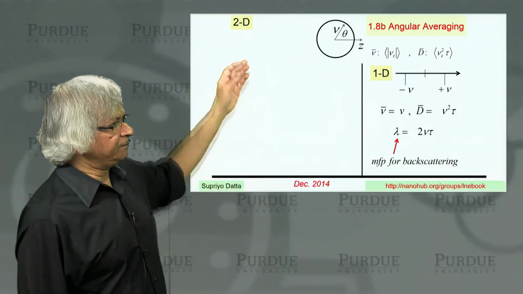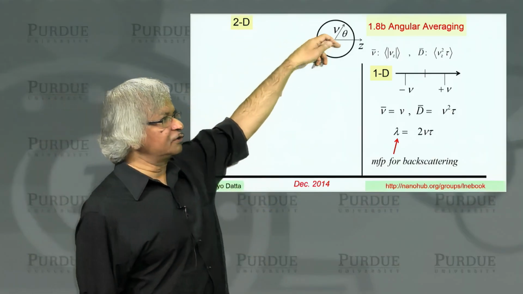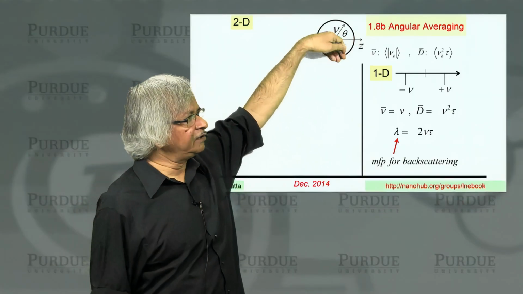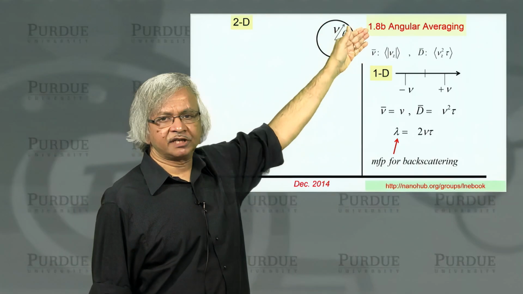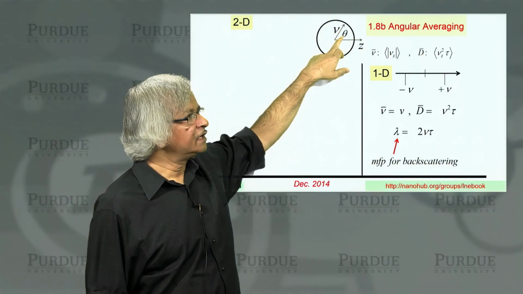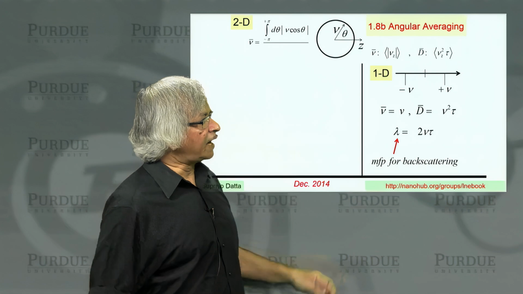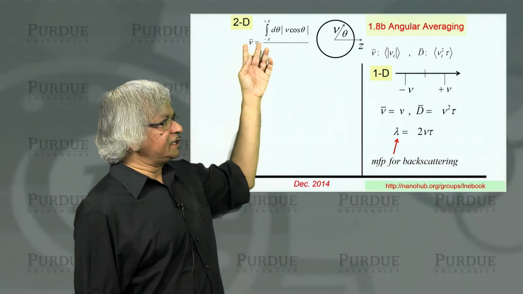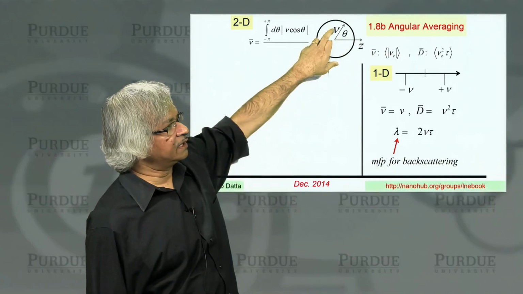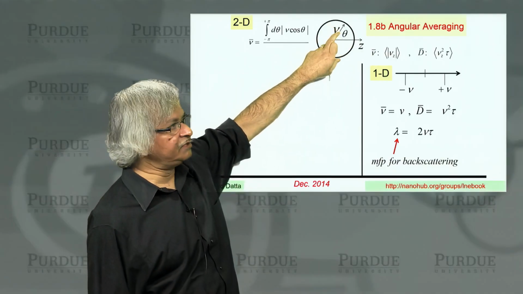So let's do 2D. In 2 dimensions, of course, we have the z direction, which is the direction between source and drain. And then you have electron velocity, which can be at any angle, say the angle theta. So how would you average it? You want the average velocity, so we want Vz. Vz means the component along z, which is v cosine theta.